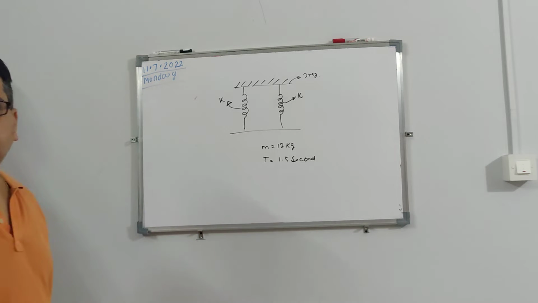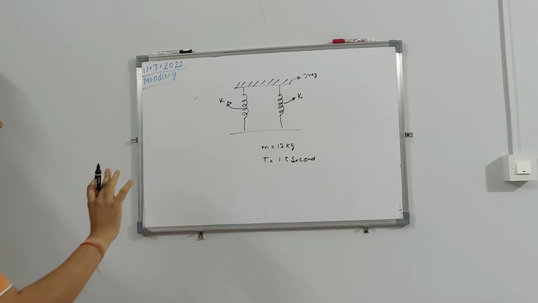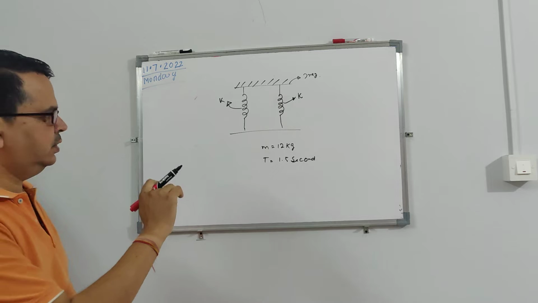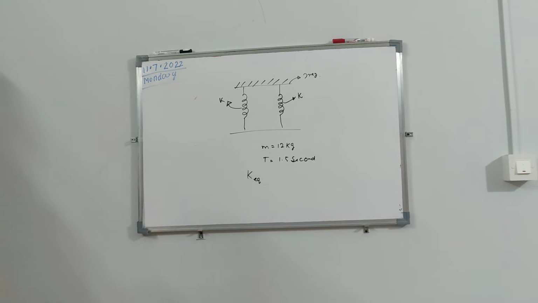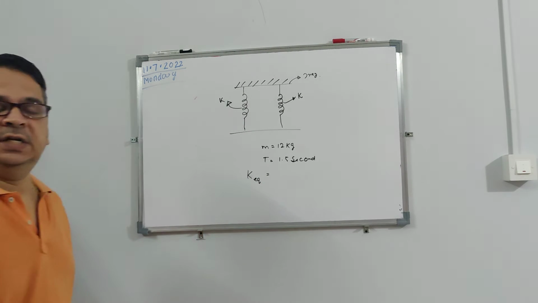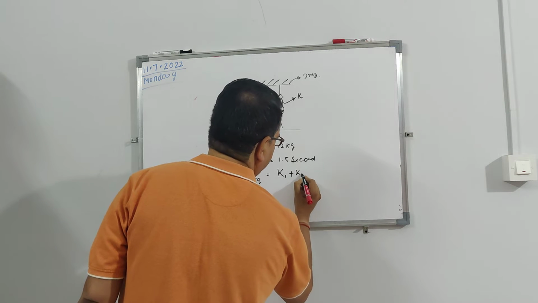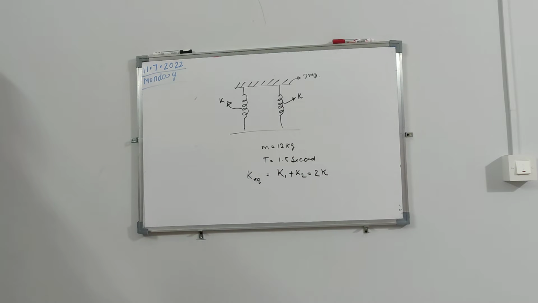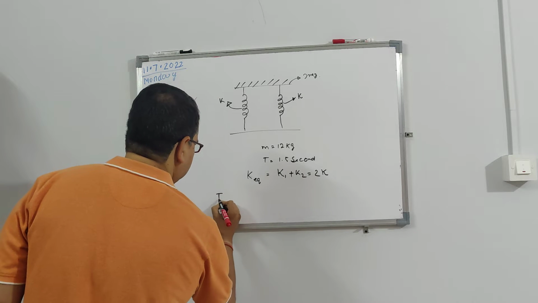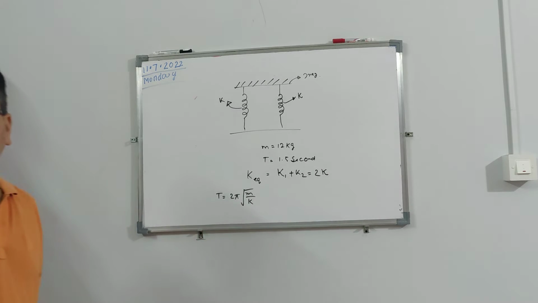Without going into the details of the derivation, which I have already explained, this is a parallel system. So the system will have an equivalent stiffness, K equal to K1 plus K2. Because K1 and K2 are equal, you can write it as 2K. Now, I know T is equal to 2 pi root of m by K. This is my equation.